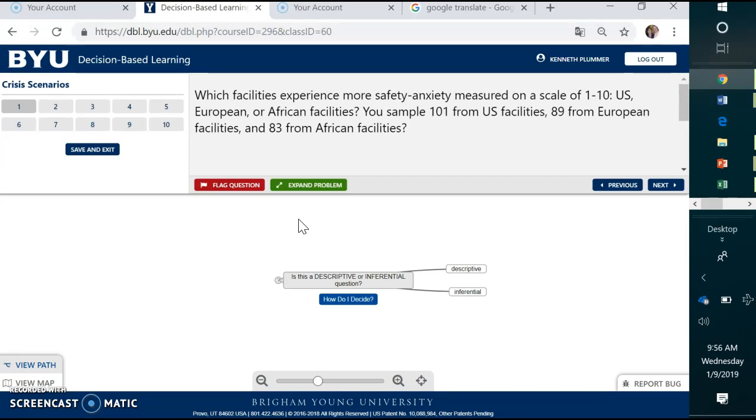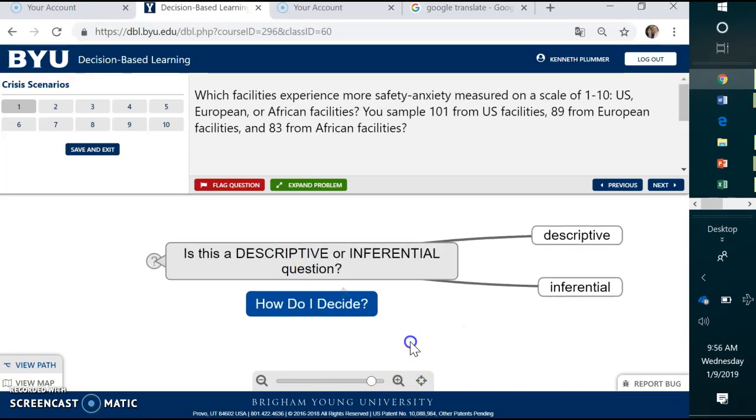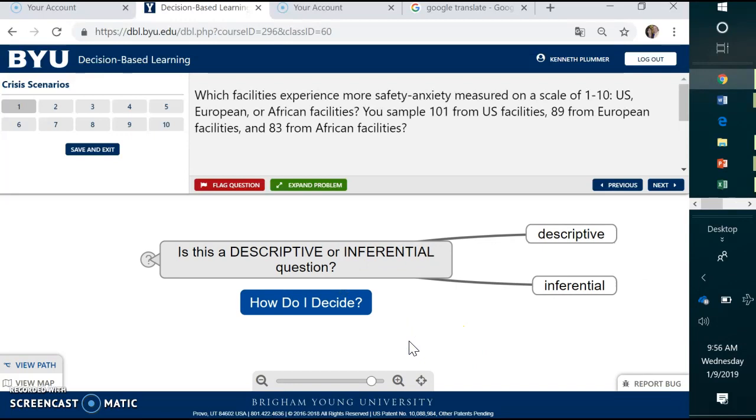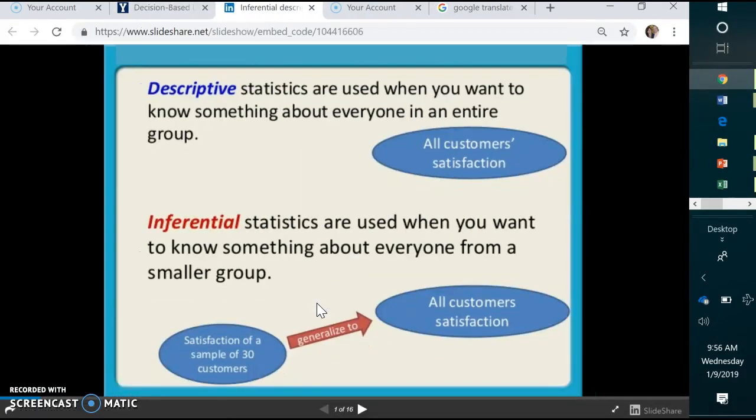Very good. So Chris, we're going to start with a high-level question that an expert might ask when they first tackle a problem like this. And so could you read that first question? Is this a descriptive or inferential question? Very good. So we're going to imagine that Chris doesn't know the answer to that, so he or I can click on how do I decide.